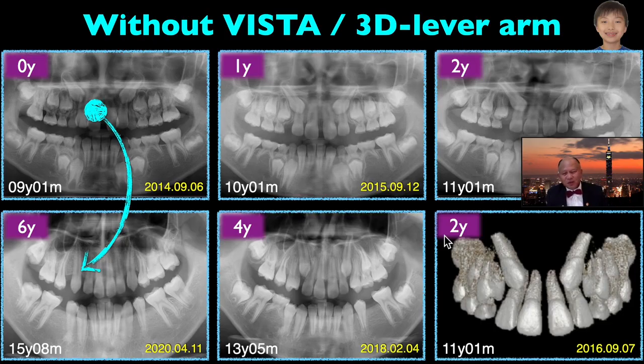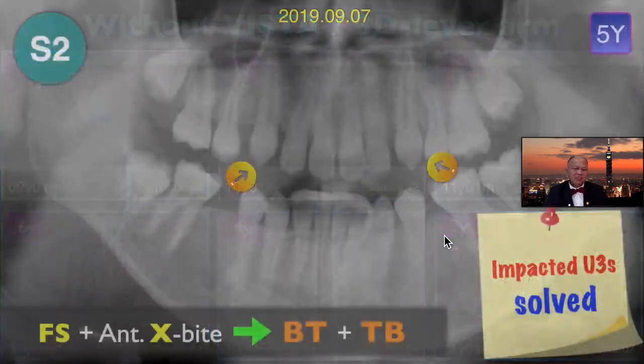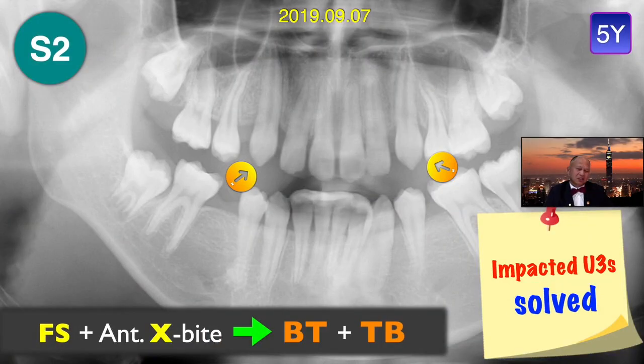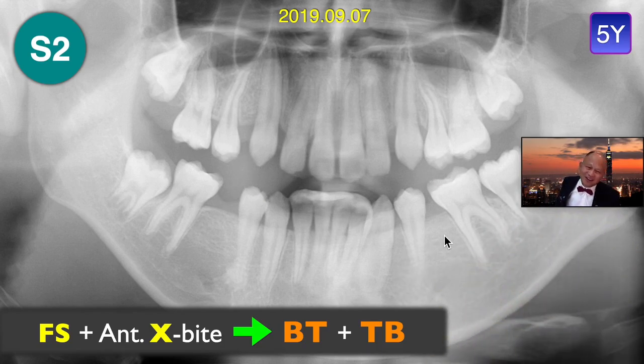Without the surgery, without 3D level, we just perform serial extraction, and we are able to get this result. We kind of turn the tough case into an easy situation. So now we have the second stage to fix the anterior crossbite because the impacted cuspid was solved. I love it. And they are pretty straight, except he has anterior crossbite and functional shift.